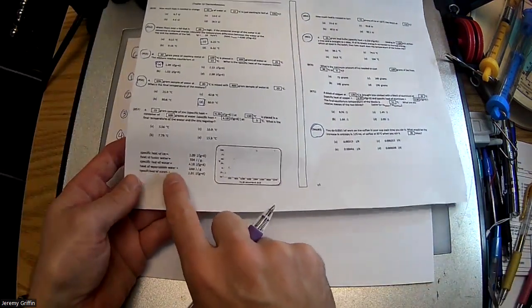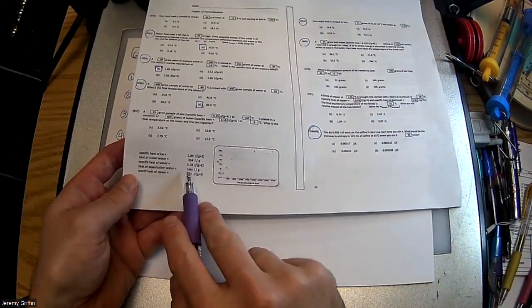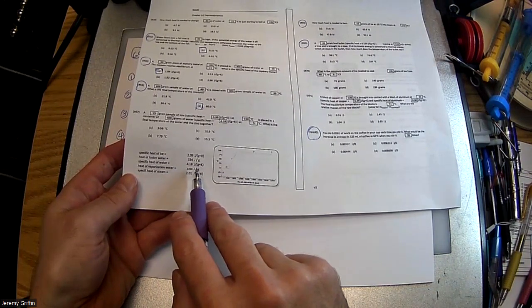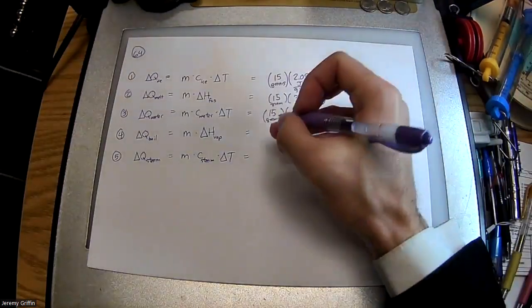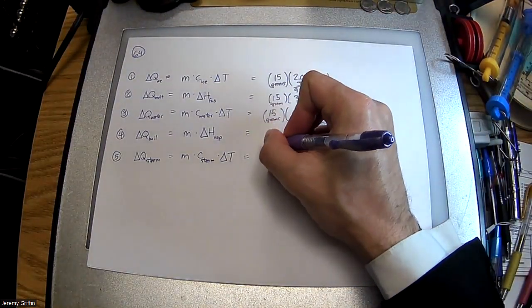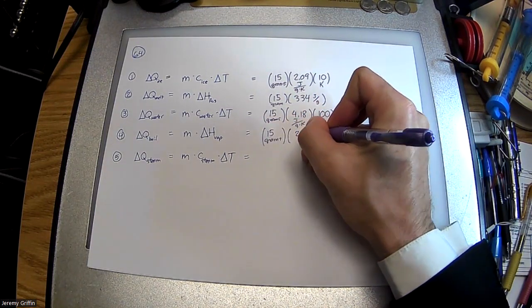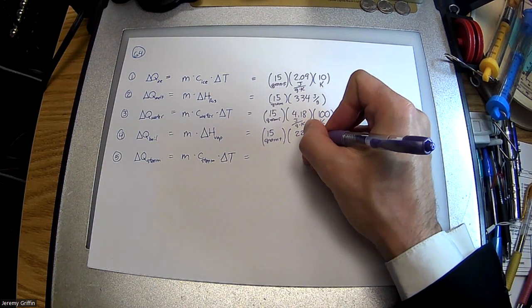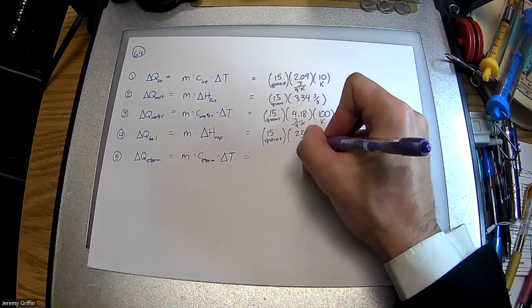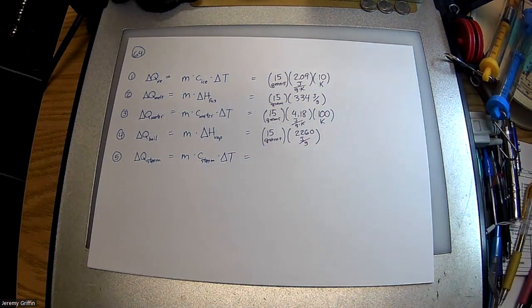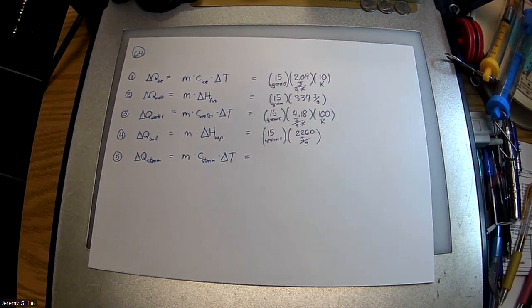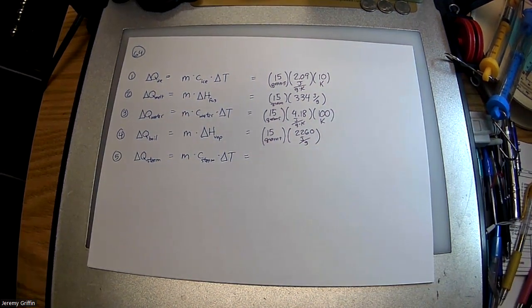And I see it says heat of vaporization of water is 2,260 joules per gram. Woo! It's a big number there. So I'm taking 15 grams and 2260 joules per gram it takes to boil all the water away into steam. Okay? And then there's one more part of the journey.